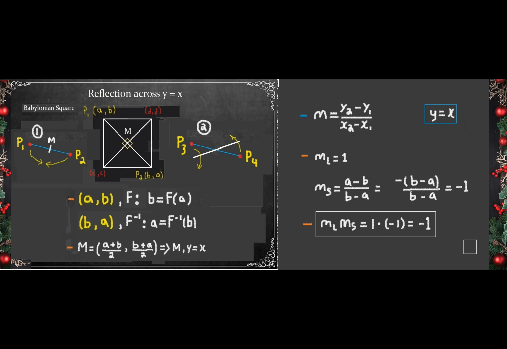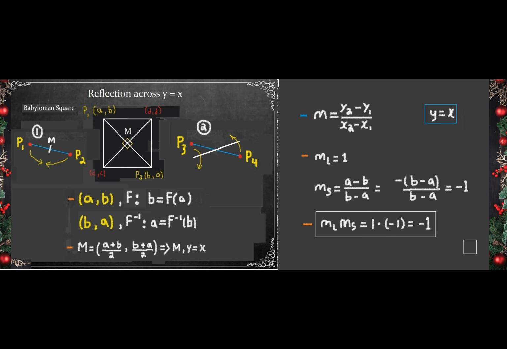Since the midpoint of the segment connecting (a, b) and (b, a) lies on y equals x, and the segment itself is perpendicular to the said line, the point (b, a) is a geometric reflection of (a, b) across the line y equals x. Because every point on the graph of the inverse function is a reflection of a corresponding point on the graph of f, therefore, the entire graph of the inverse function is a reflection of the original function across the line y equals x. We are done.